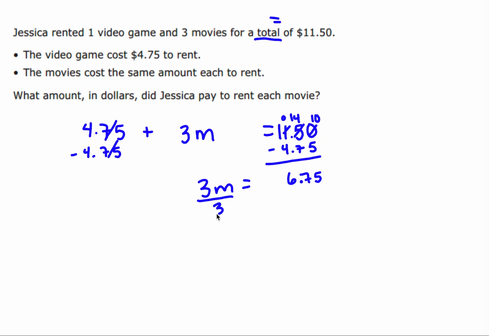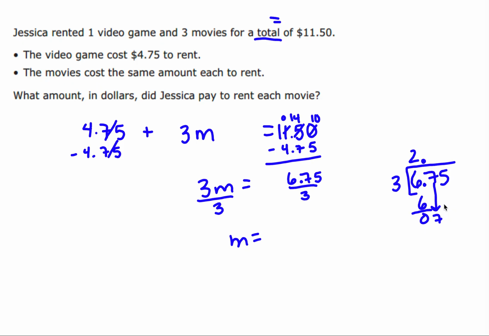Now I'm going to divide by 3. All right. So $6.75 divided by 3, I'm going to do it off to the side. 3 goes into 6 2 times. 3 times 2 is 6. I get 0. I need to bring up that decimal point, bring down that 7.